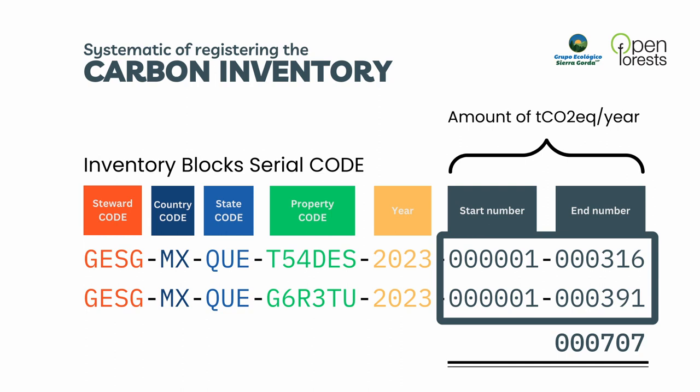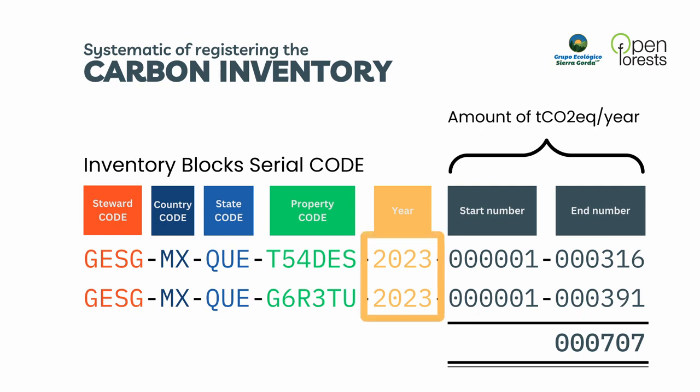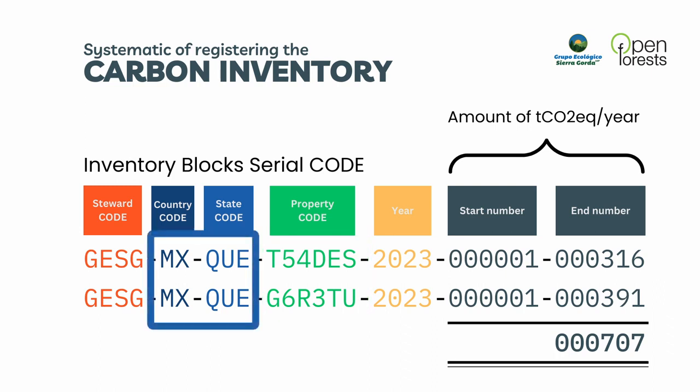So in the first row, in the example, it goes from 1 to 360. Then you have the vintage year in yellow that shows when the inventory has been conducted. Then in green you have the property code, which is an anonymized code that defines the property where the inventory has taken place. And then in the blue you have the locations available, and in orange the steward code, basically the organization that has conducted the inventory and takes the responsibility.